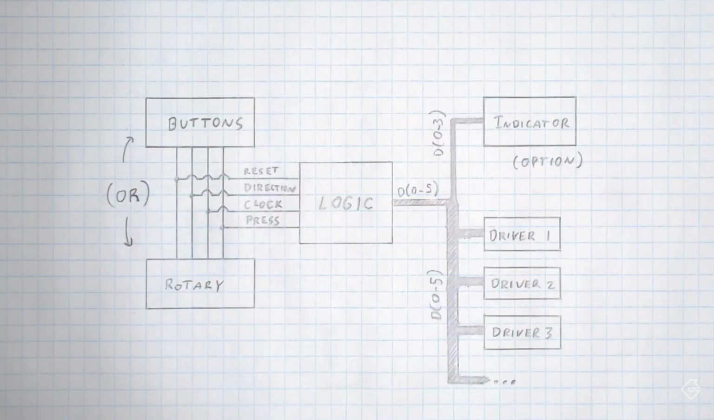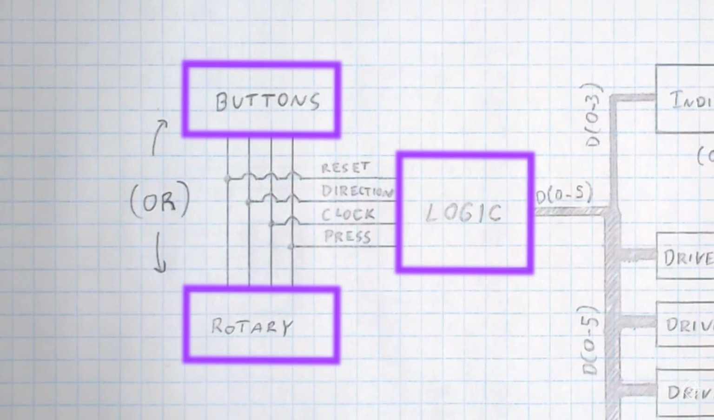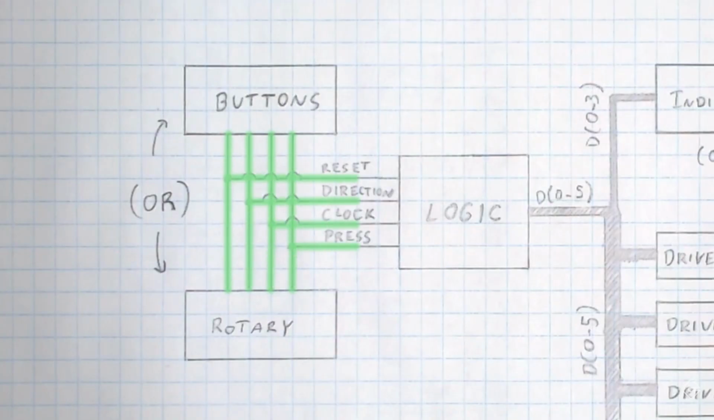And of course, we can confirm this if I look back at our high-level diagram. You see how we have the logic in the center and our rotary and buttons over here, but they're connected to the logic with reset, direction, clock, and press. So there are some connections between these boxes that actually have not been wired in. And we'll clearly see that if we highlight some of the nets.